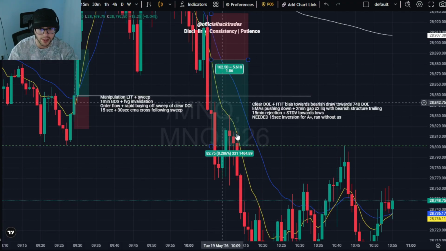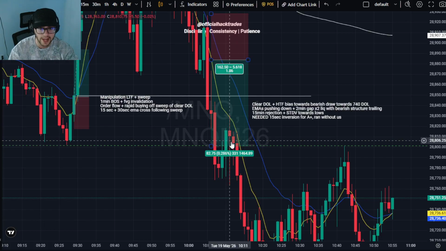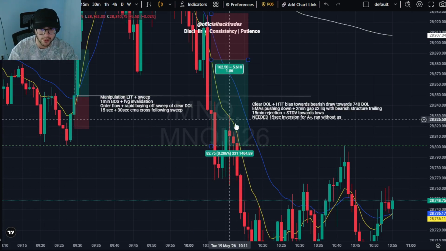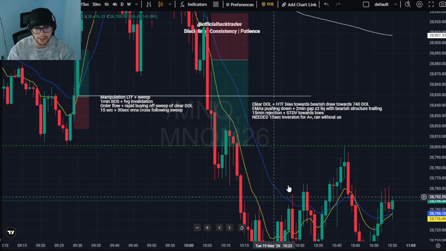We stayed under the EMAs on the 1 minute. A lot of selling confidence, even after these candles. To sell this back off after these candles is absolutely nuts. It's because this one manipulated the new low, came back to the EMAs, rejected it, and then traded back lower.